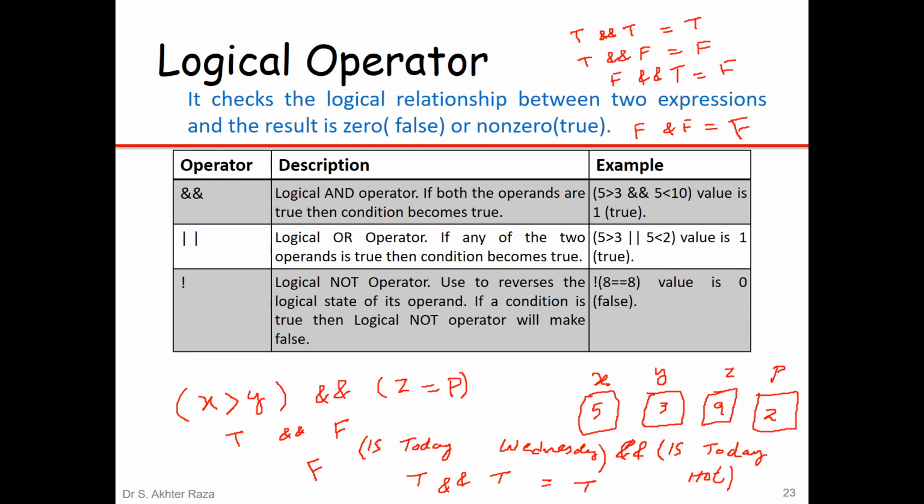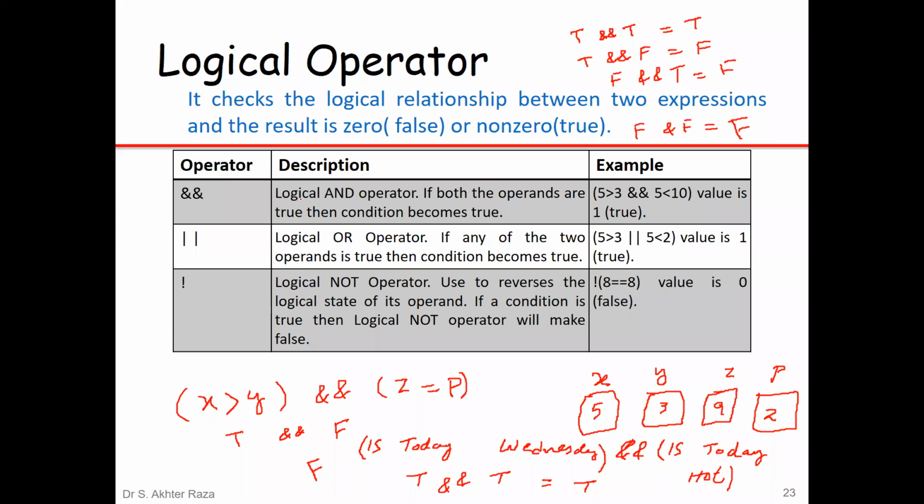The logical operators are very important to combine two or more conditions. So I have two options here. Double ampersand sign will do and, double pipe sign will do or. If I put an or here, is today Wednesday, and instead of using and, I am using or, is today hot? Today is Wednesday, yes, or today is hot, yes, so the overall will be true.